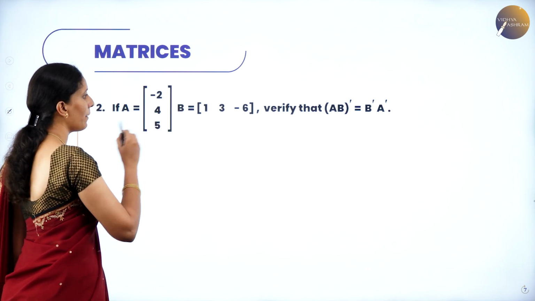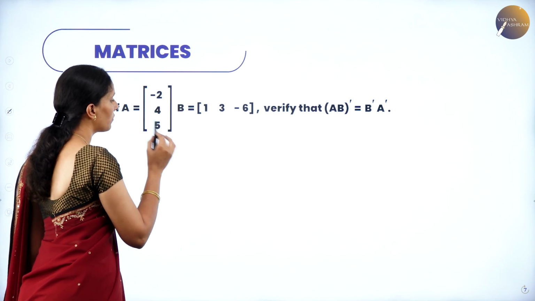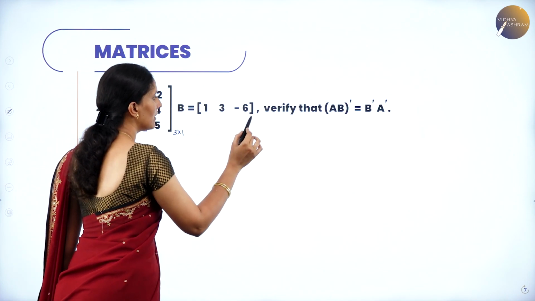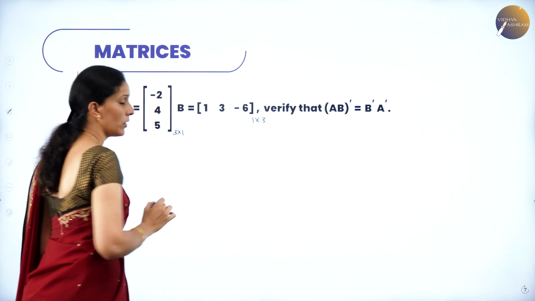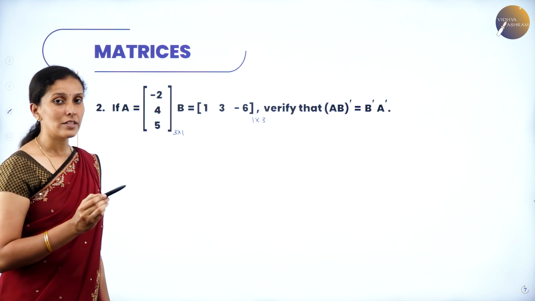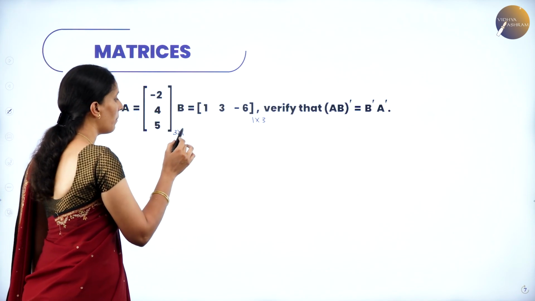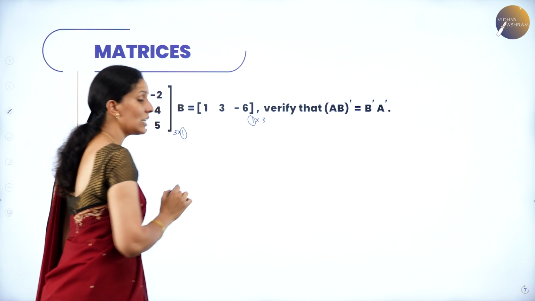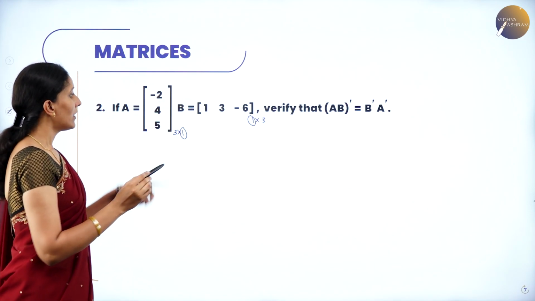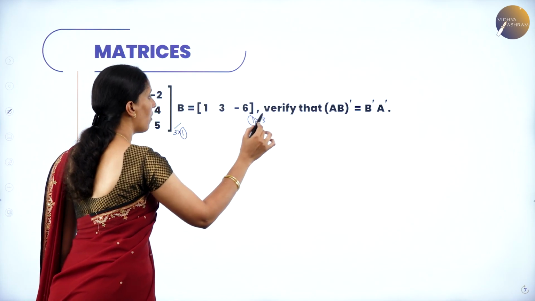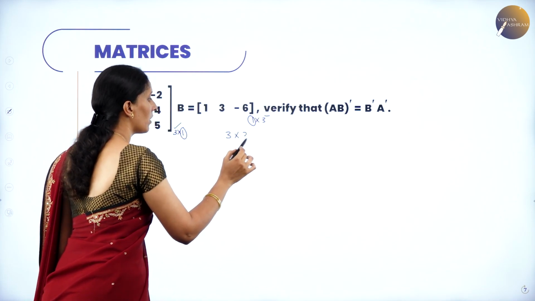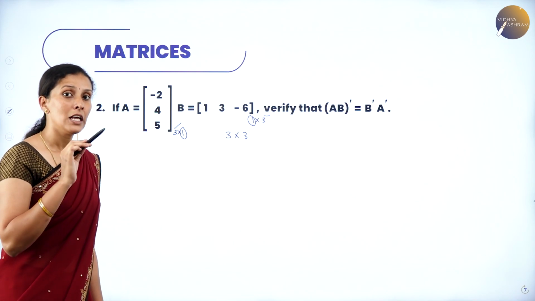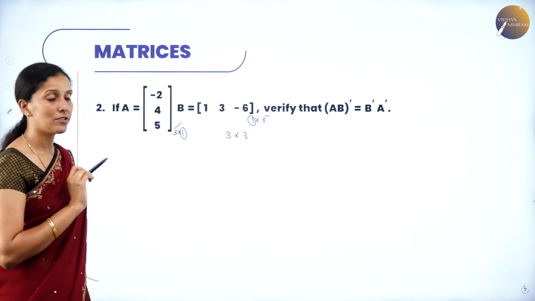So we have AB. What is the order of this matrix? This is 3 rows, 1 column, and this is 1 row, 3 columns. To multiply any two matrices, what is the rule we need? The number of columns in the first matrix must be equal to the number of rows in the second matrix, so that the resultant matrix will be of order 3 cross 3. That means you should have 3 into 3, 9 elements, remember.